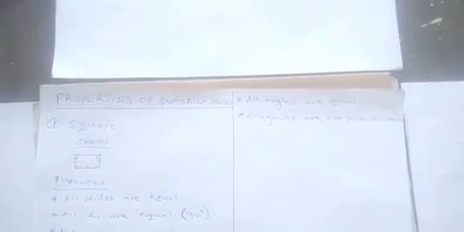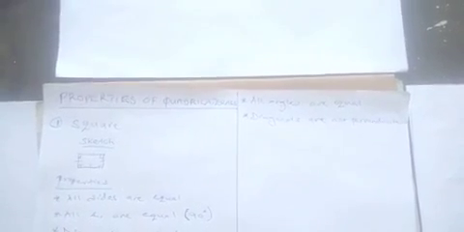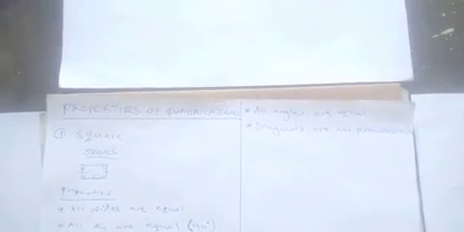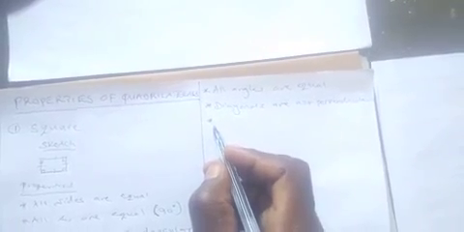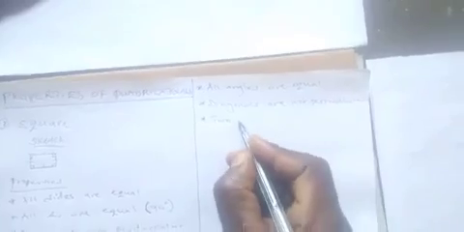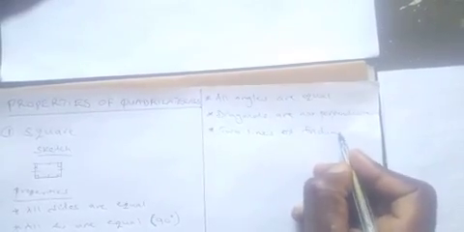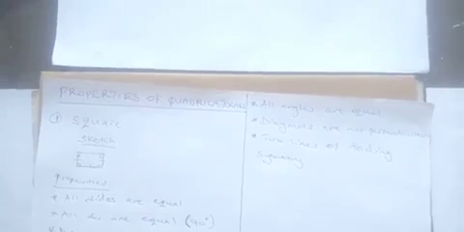Let us talk about lines of folding symmetry. A rectangle has got two lines of folding symmetry. That is a rectangle.